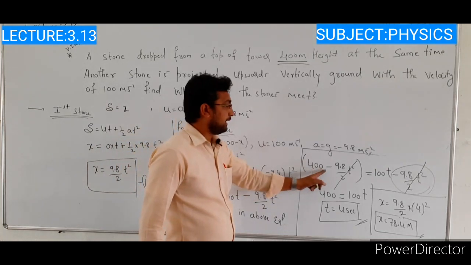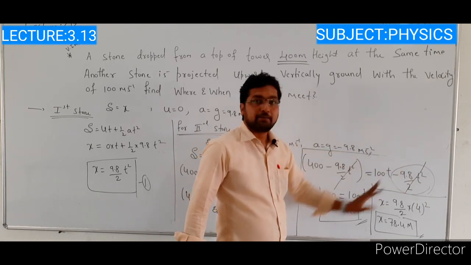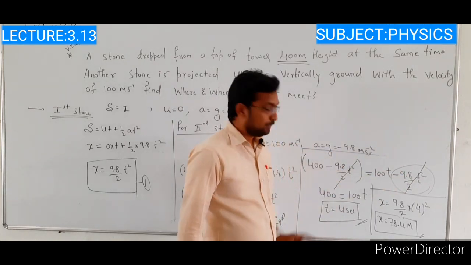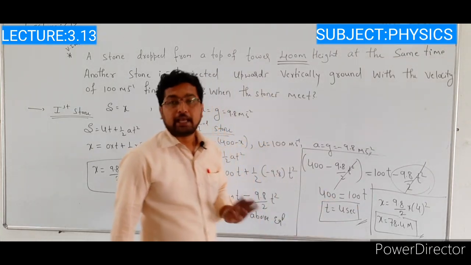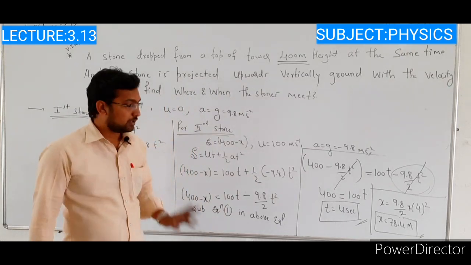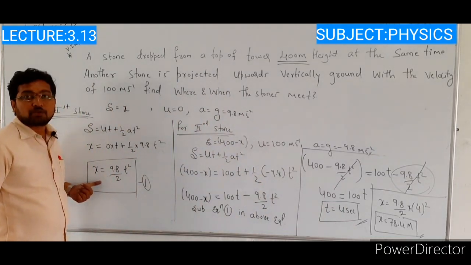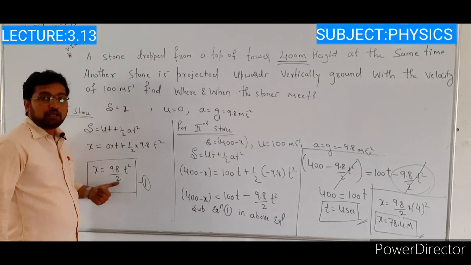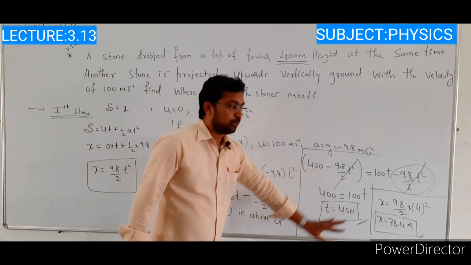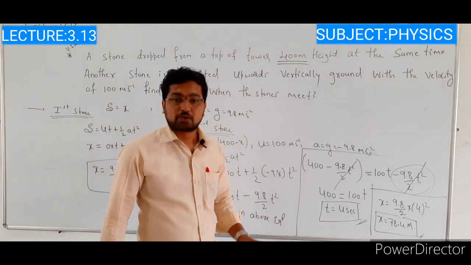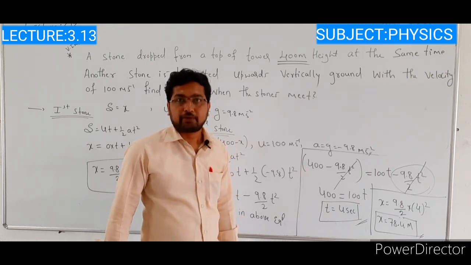Then 400 minus 9.8 t square divided by 2 is equal to 100t minus 9.8 t square by 2. In this case, both the terms get cancelled. The remaining is 400 is equal to 100 into t. Then t is equal to 4 seconds. At 4 seconds, both the stones meet. Now that we know the t value, we can easily find at which position both the stones meet. x is equal to 9.8 divided by 2, substitute the t value, 4 square. So then it becomes 78.4 meter. So the stones meet at 78.4 meter after 4 seconds.